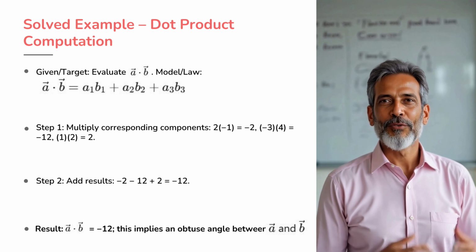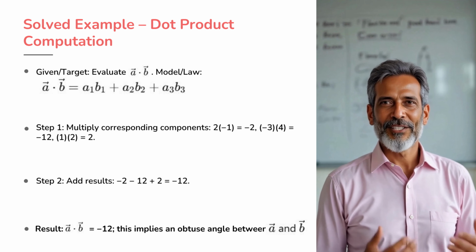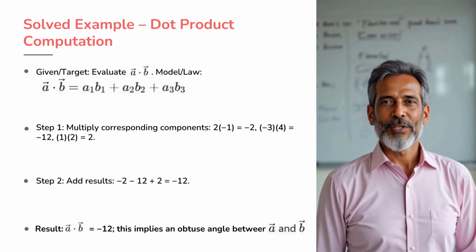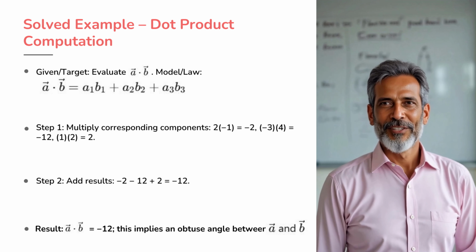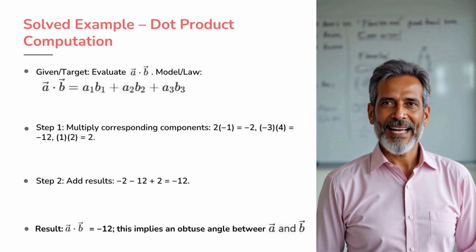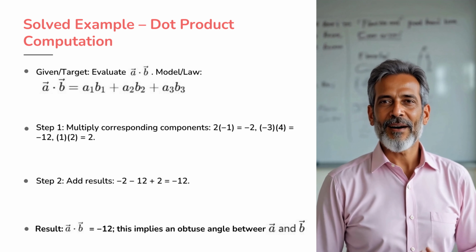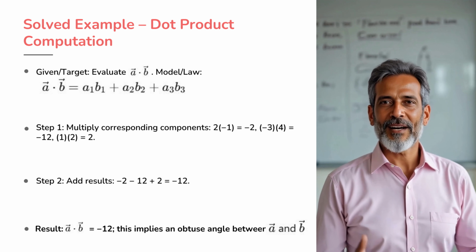There's also the zero vector or additive identity. Adding a zero vector to any vector leaves it unchanged. So, vector A plus vector 0 equals vector A. Finally, each vector has an additive inverse, meaning if you add vector A and its negative vector minus A, the sum is the zero vector. So, vector A plus minus vector A equals zero vector.